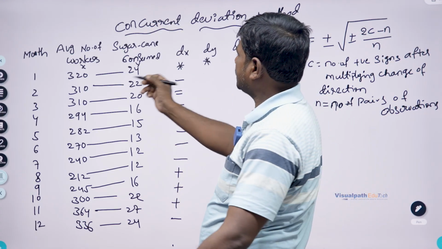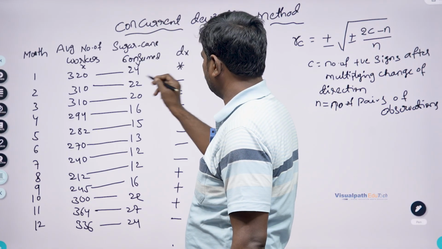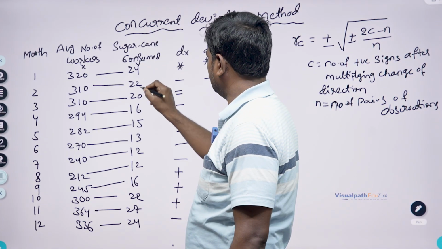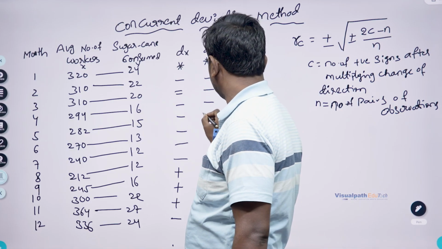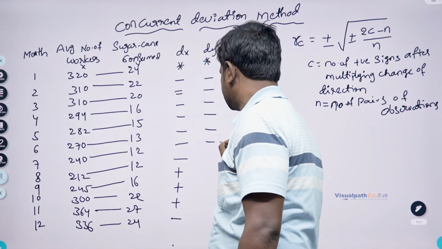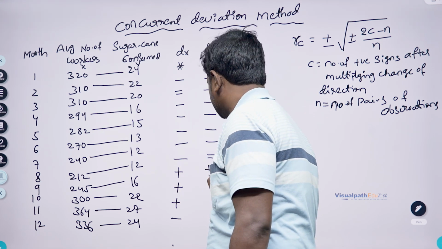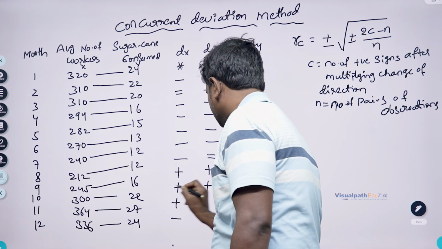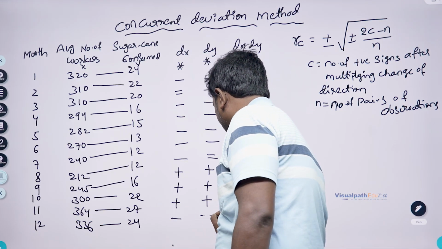Next, coming to dy, that is the sugar cane difference. First is a star. 24 to 22 decreased, 22 to 20 decreased, 20 to 16 decreased, 16 to 15 decreased, 15 to 13 decreased, 13 to 12 decreased, 12 to 12 same, 12 to 16 increased, 16 to 22 increased, 22 to 27 increased, 27 to 24 again decreased.